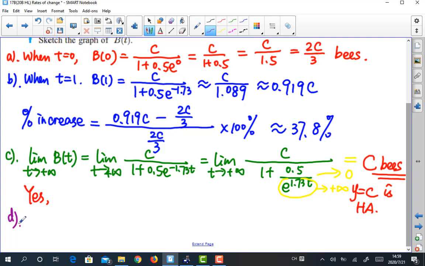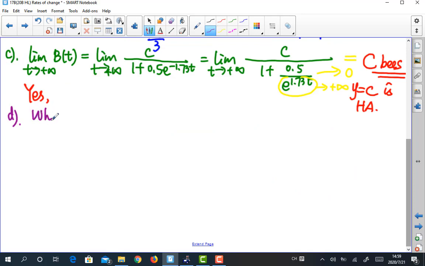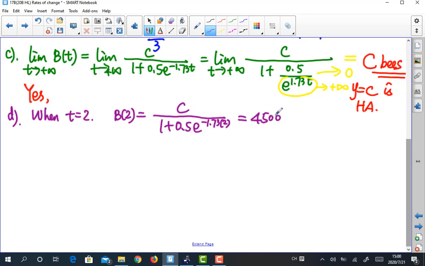After 2 months, the bee population is 4,500. So when t equals 2, b of 2 should be c over 1 plus 0.5 e to the power of negative 1.73 times 2. And this value is given right now, it's 4,500. So this one actually gives me an equation to look for C.